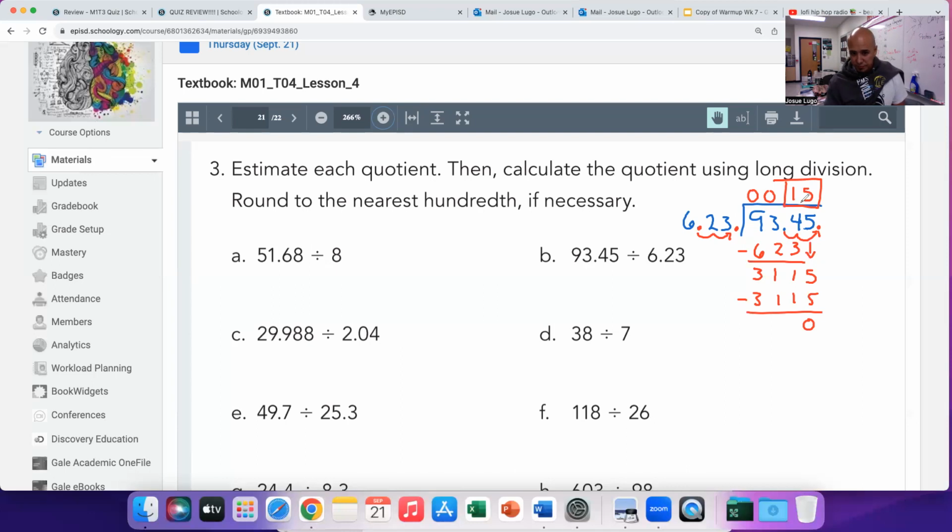15 wholes. Very simple. All right, we've done letter A, we've done letter B. You'll do C on your own if you can, but let's go ahead and do letter D. Remember, guys, that we're not going to estimate anything. We're just going to work it out, but we do need to round to the nearest hundredth if necessary, meaning that if our answer has more than 2 decimal places, we need to look at the 3rd decimal place and use that one to round to the nearest hundredth, to 2 decimal places. So let's go ahead and do letter D.